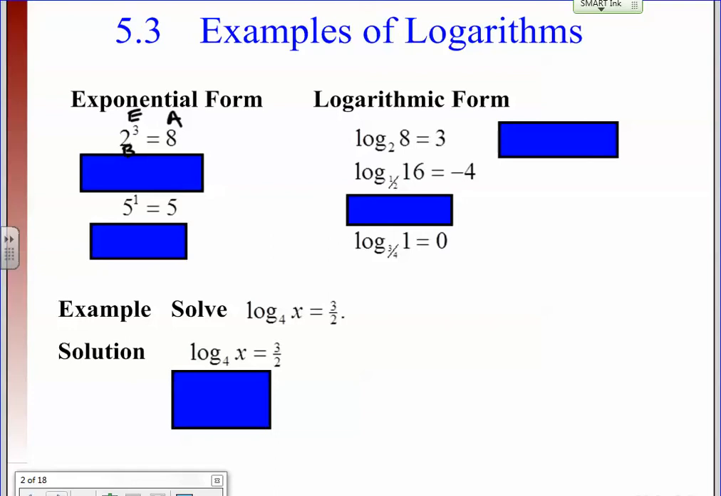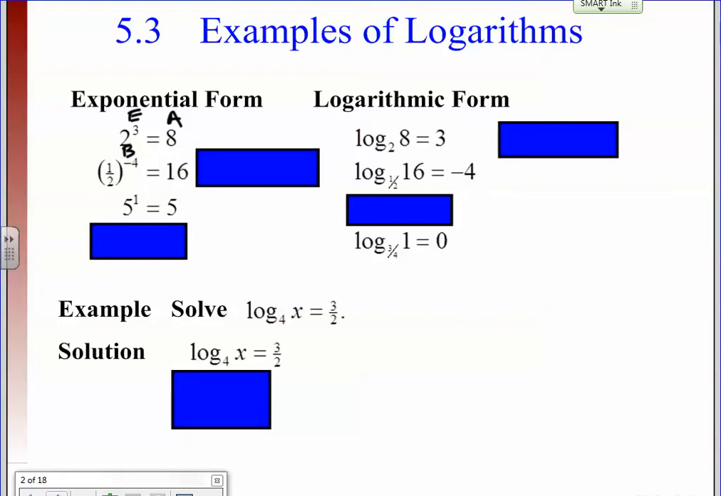Going back the other way, this is log base 1/2 of 16 equals -4. We write that as a power function. Our base is going to be the same base, 1/2. The log always equals the exponent, so our exponent is going to be -4, and it equals the argument, which is 16.